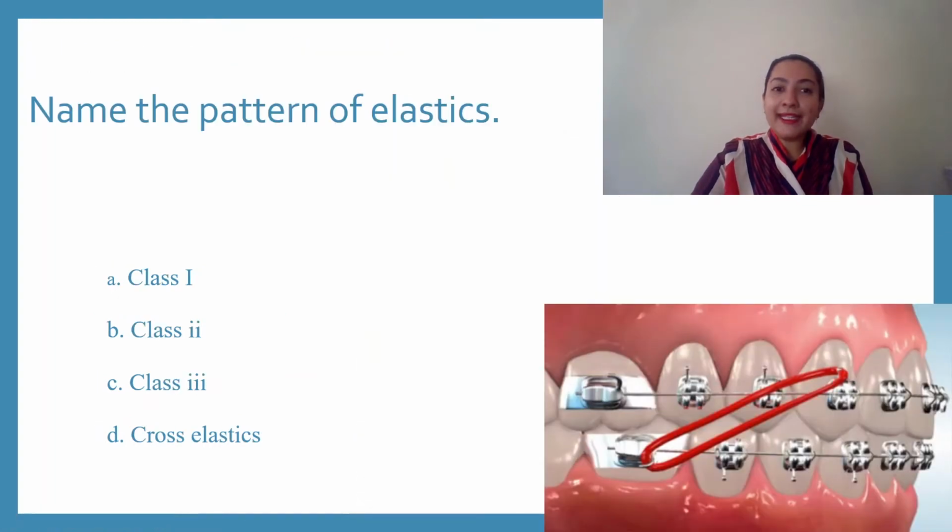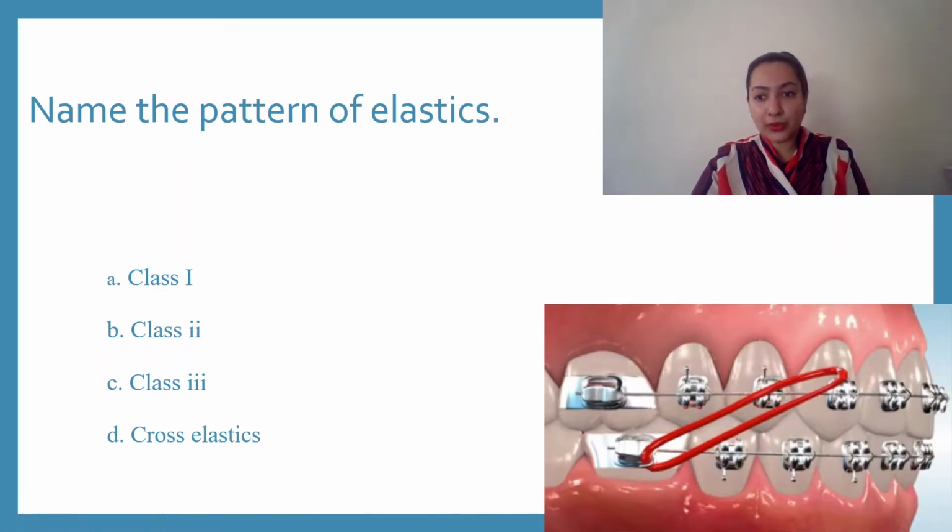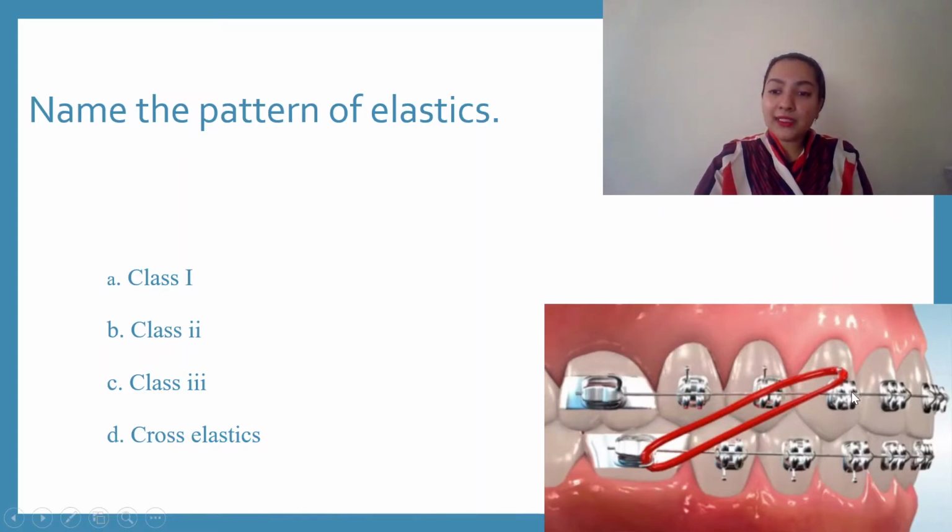Moving on, name the pattern of elastics. Elastics are very commonly used in orthodontics to bring about minor tooth movement. Okay, so now this red color thing which you see here is an elastic. Once you know the pattern of elastic, then you will know what kind of tooth movement it brings about. In this figure, what do you see? That my elastic is running from maxillary canine to mandibular first molar.